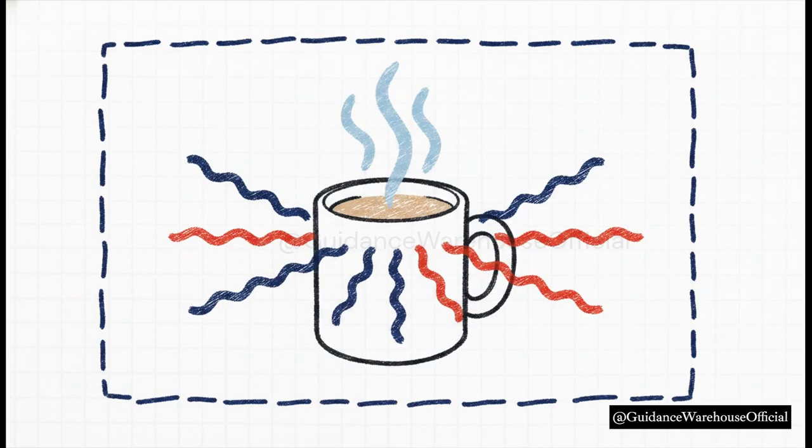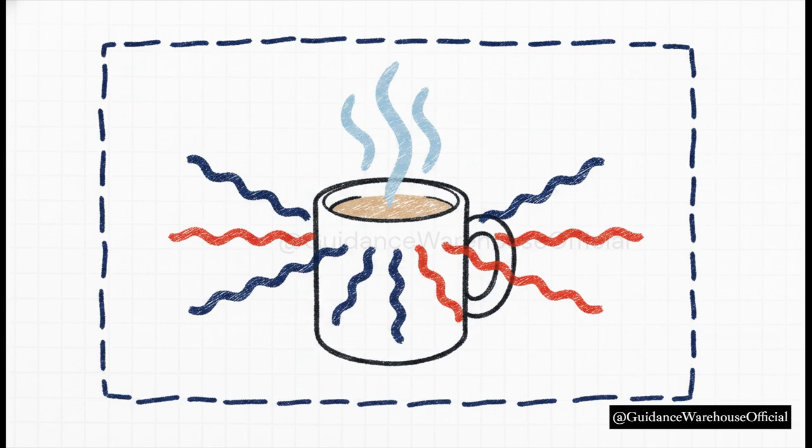Of course, in reality, no object is just sitting alone in a vacuum. Everything emits and absorbs radiation simultaneously from its surroundings. It's like a constant thermal tug of war. The net rate of heat transfer depends on the balance between the object and its environment.